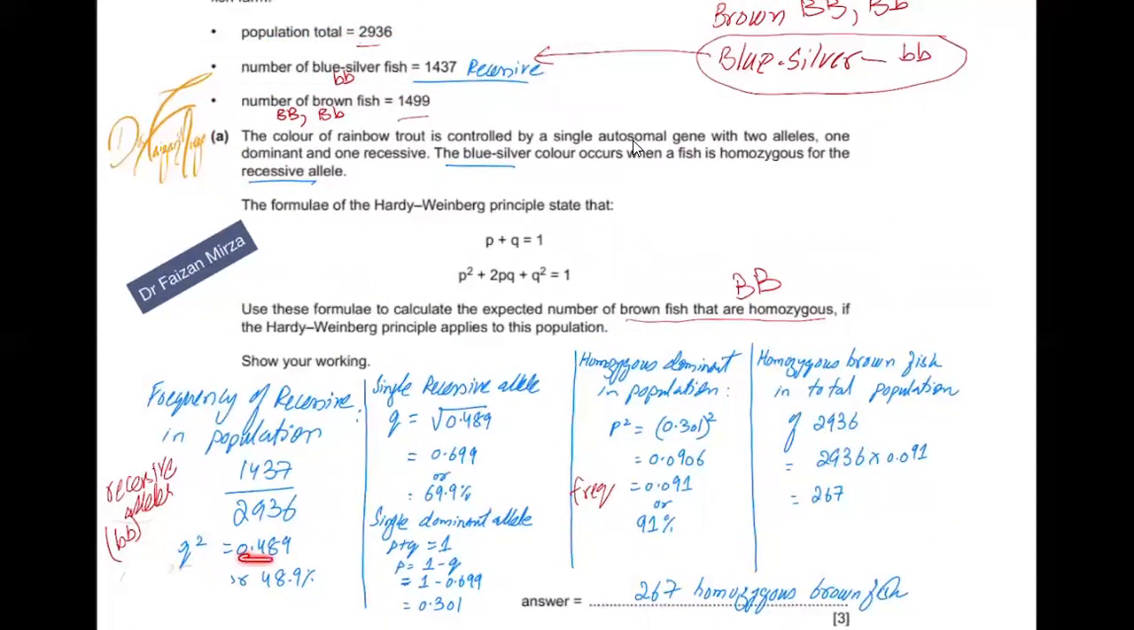So we have q square, we take out the value in frequency and we'll just convert it to a percentage. So this is the q square value. Now this q square can be converted into a single q by taking the square root of this value. We get the answer of 69.9% or 0.699 respectively, either for the percentage or frequency.